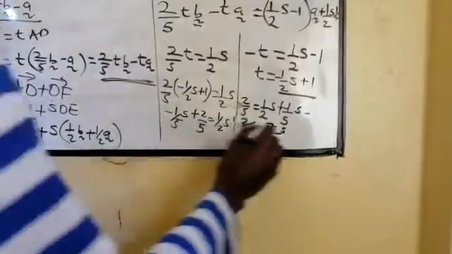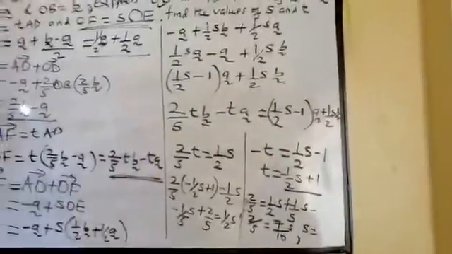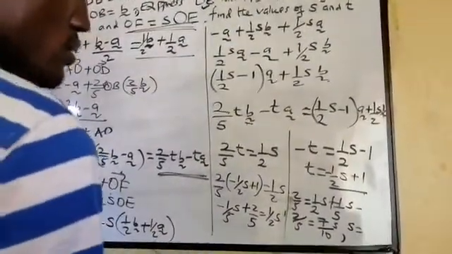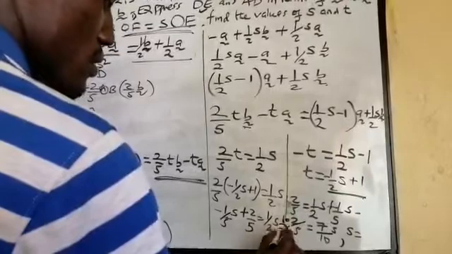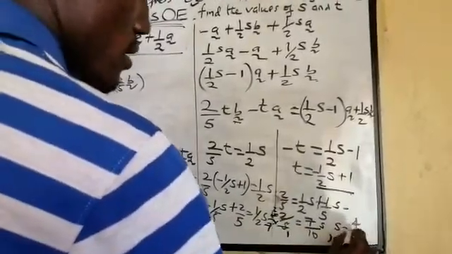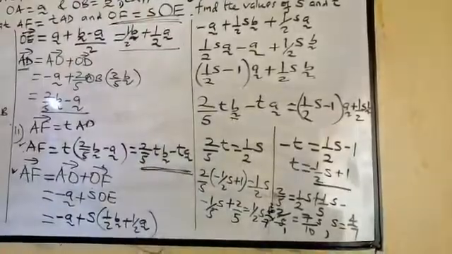So we can get S alone by multiplying with the reciprocal, 10 over 7, on both sides. So that will be times 10 over 7, by 5 here, by 5 here, that will be 4 over 7. That will be the value of S.